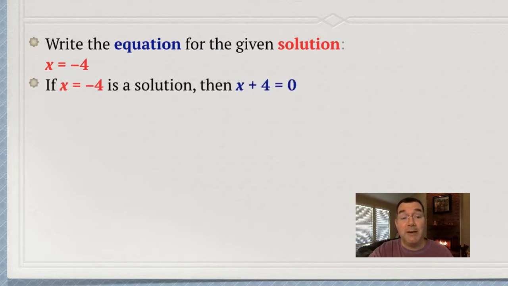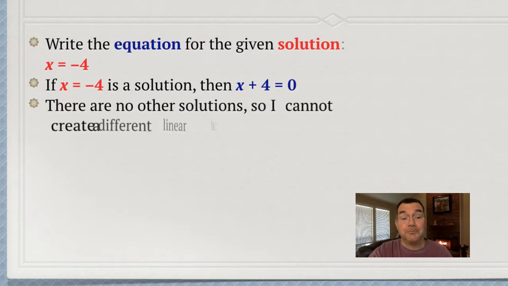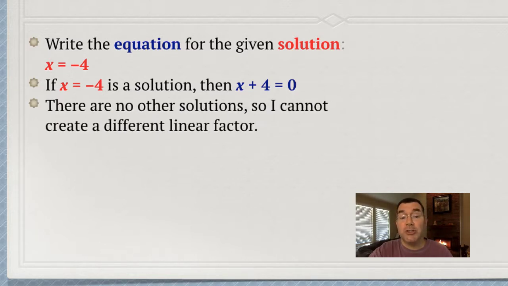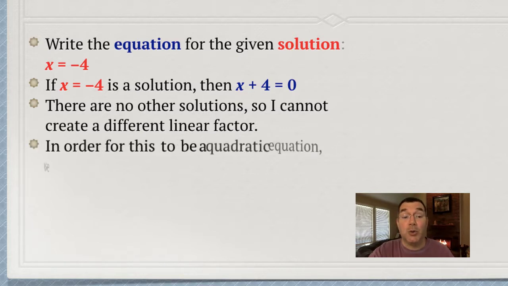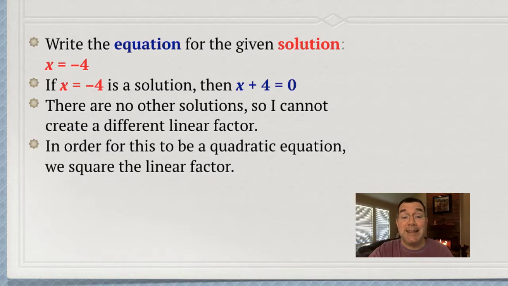Well, if x equals -4 is a solution, then I can create a linear equation, x plus 4 equals 0. And -4 is clearly a solution to that. But there's no other solution, so I can't create another linear factor. Otherwise, this would have two solutions instead of one. So what I do is I take that linear factor and I multiply it by itself. And that way I have the same solution twice, which really doesn't change how many solutions there are.